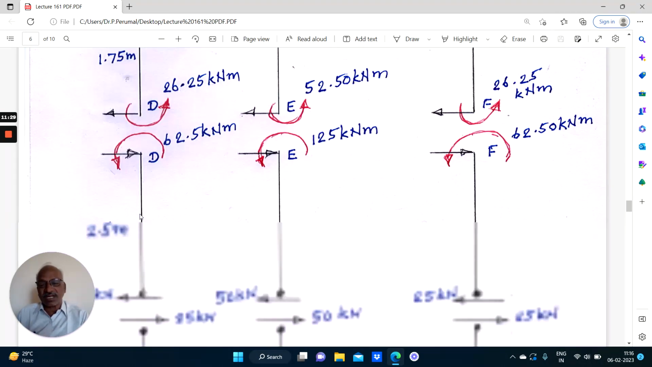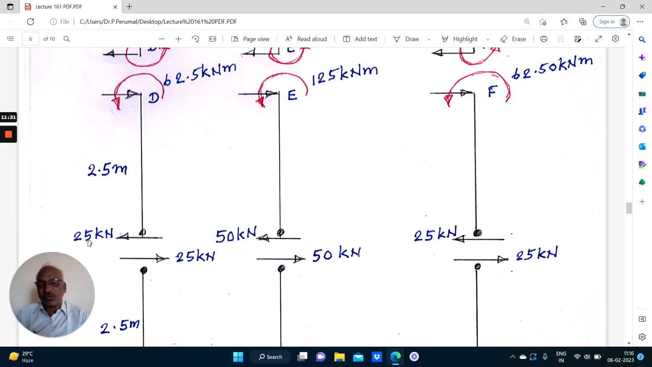I will not repeat. Now coming to the bottom story, we know S2 equals 25. So 25 into 2.5, as discussed above, and here also the horizontal force is 25. 25 into 2.5 is 62.5. This will cause a clockwise moment, so for equilibrium there must be an anti-clockwise moment of 62.5. Similarly, this is 50 into 2.5, because the bottom story is 5 meters in height.